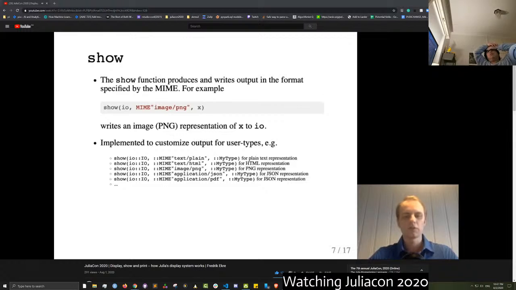And you can of course implement this show function for many different MIME types. There are a lot of them. For example, there is text plain for plain text representation, text HTML for HTML output, and image PNG for PNG output, and so on. And it's of course possible to implement many of these if it makes sense for an object.